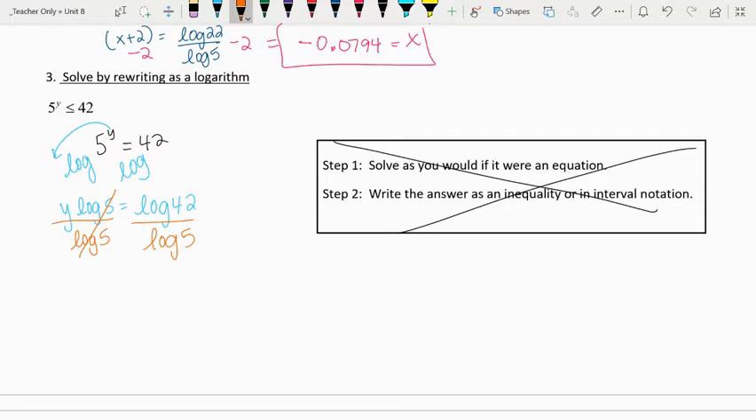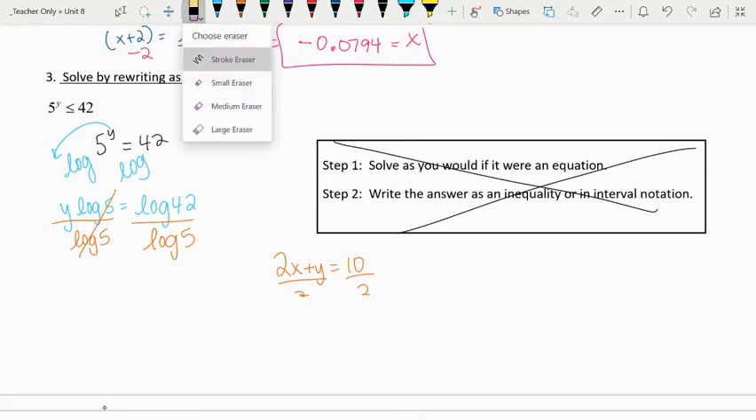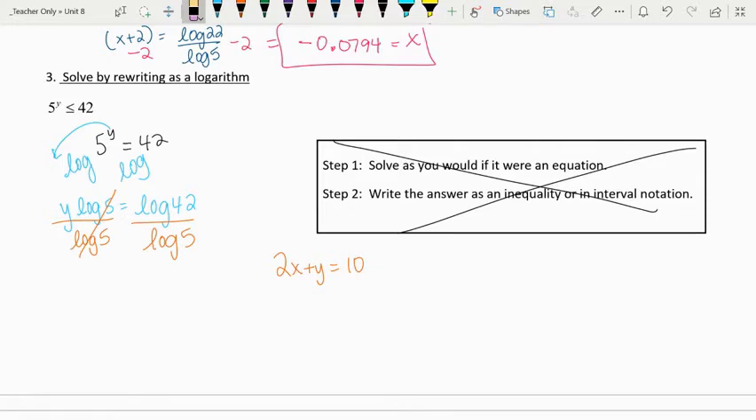Okay, so it's kind of like if we have 2x plus y equals 10, right? If you want to get y by itself, you don't divide by 2 and then subtract x, right? We would take the 2 and the x at the same time by subtracting it, or dividing it if they were being multiplied. So it's the same deal here.